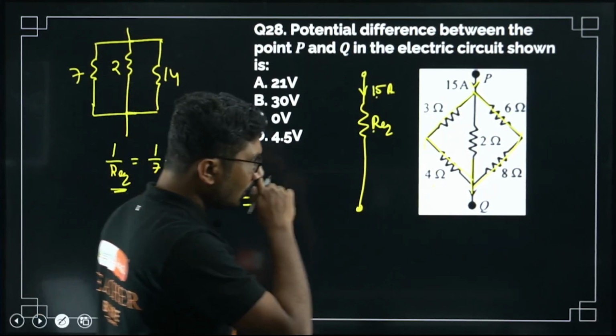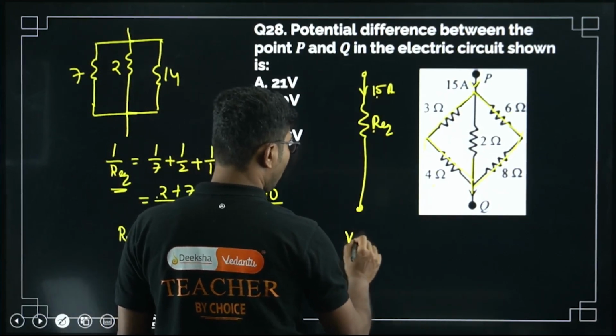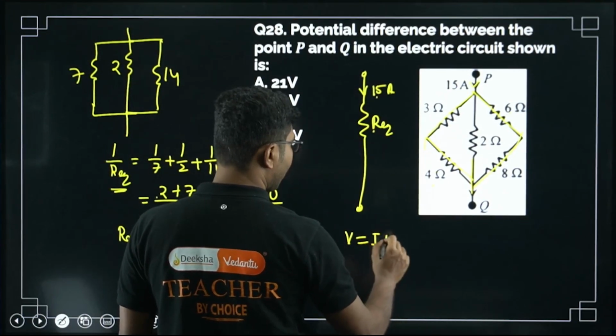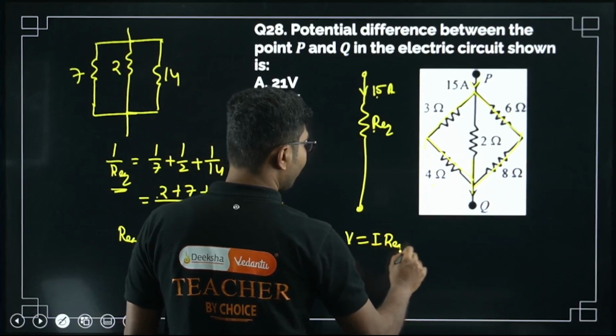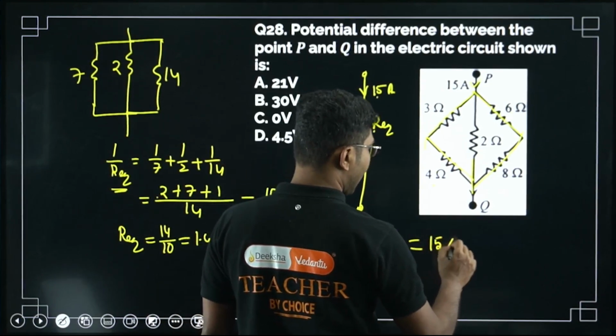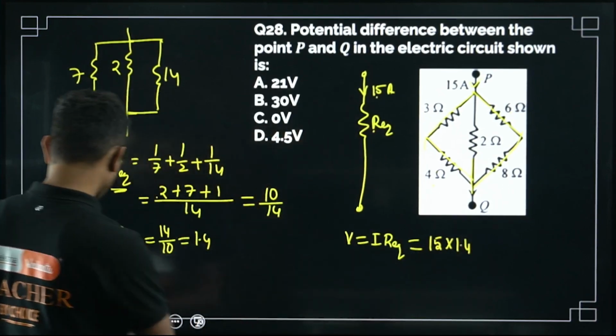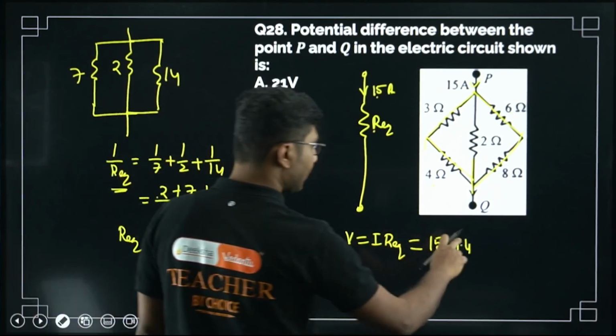Now what we have to do, as I said, to calculate the voltage drop is our old friend Ohm's law. V is equal to IR. So I is 15 and resistance is 1.4. Or let me keep it as 15 by 10 only, that will help.